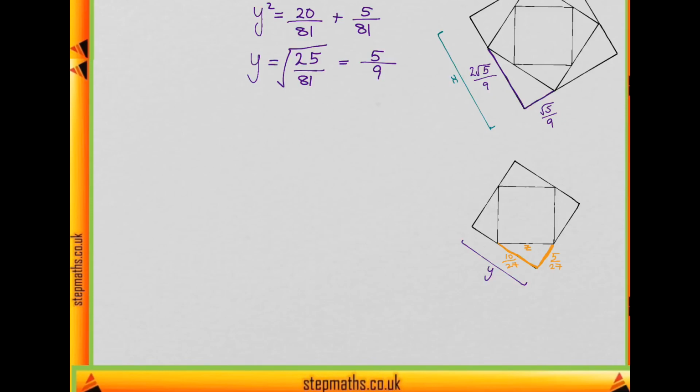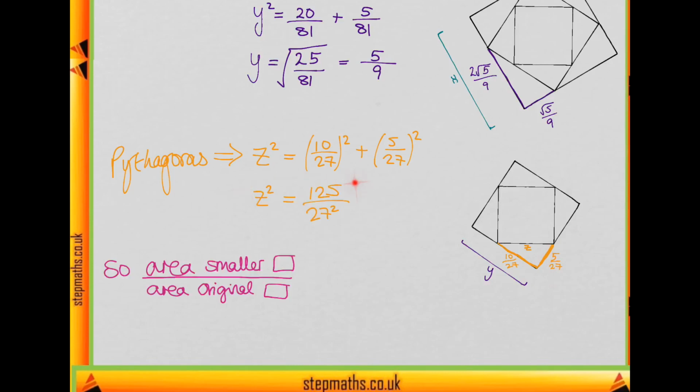Let's do exactly what we did before, use Pythagoras to get that z squared is this side squared plus this side squared, which simplifies down to z squared is equal to 125/27 squared. Now we want the area of the small square as a fraction of the area of the original square, so we're going to do area of the small square over the original square. So we have 125/27 squared, because the area of the original square is just 1 squared, which is 1, which is why 1 was a nice number to pick. So we get this as our answer, which is 125/729, so our answer is C.